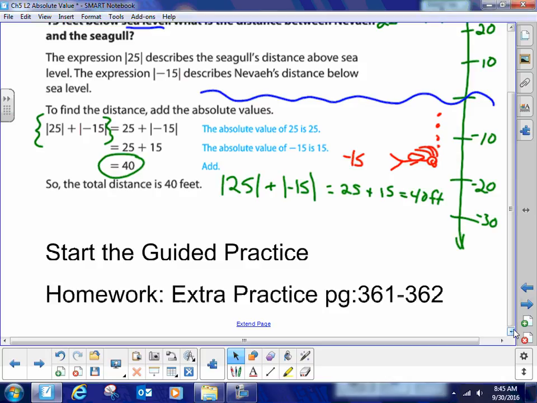Okay, start the guided practice. All right, the homework is extra practice 361, 362. All right, thank you. Gotta find it.